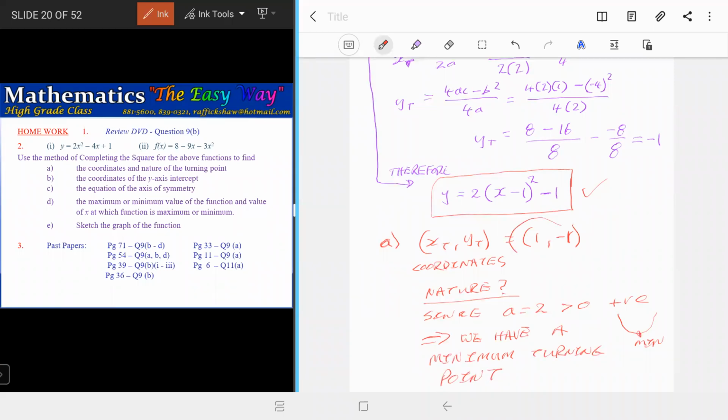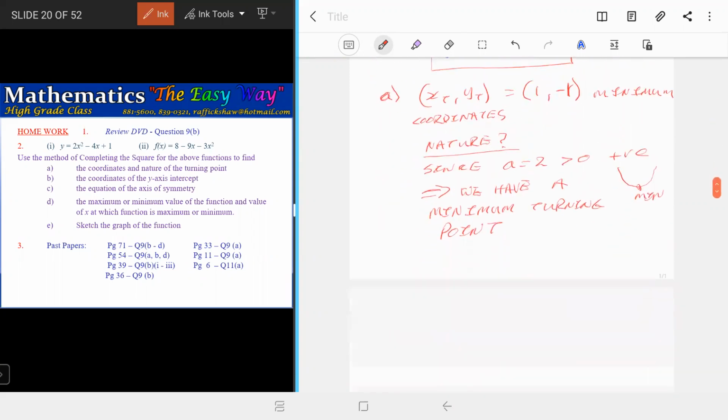So this is a minimum turning point. I'm going to write it beside it. Minimum. It's a minimum turning point. The one, negative one is a minimum turning point. X_T, Y_T. So far, so good? Yes, sir.